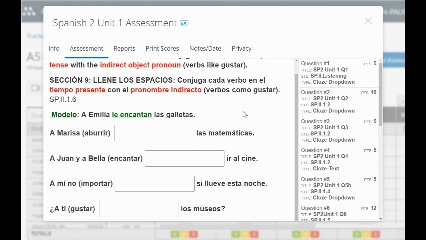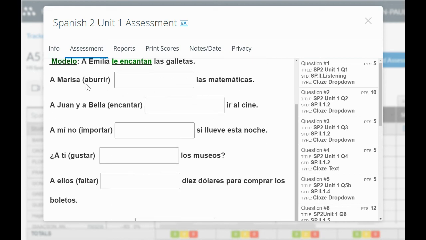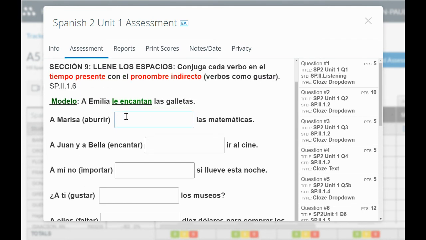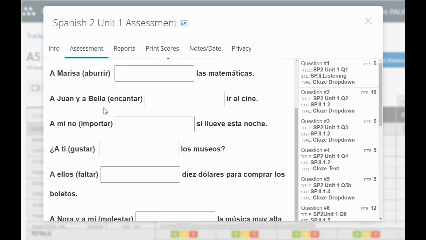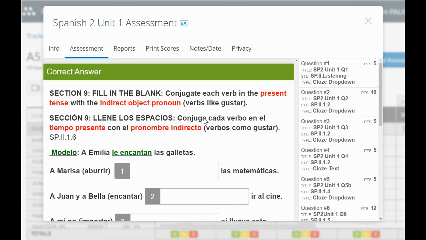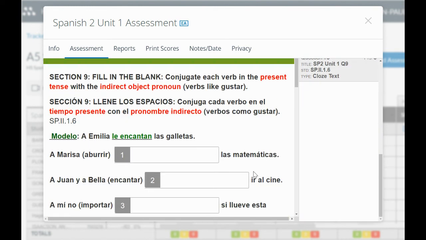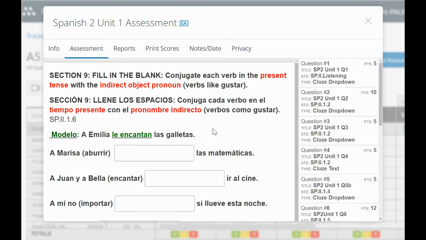And if Amelia didn't like cookies, we would say that she doesn't belong on this face of the earth. So make sure you're conjugating according to who's doing the action. Make sure you put the correct indirect object pronoun and the correct conjugation of the verb. Either it's going to be in the third person singular or third person plural. Bien? No hay preguntas?